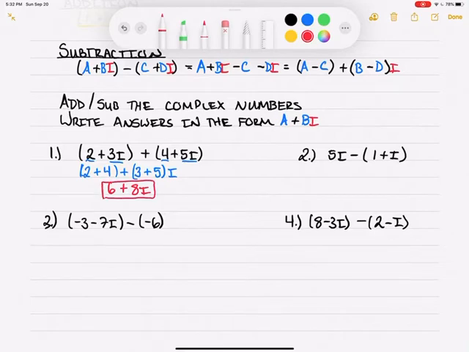In our next example, I have 5i minus (1 + i). I need to remember to distribute this negative. So this will become 5i minus 1 minus i. And again, all I'm going to do is match up my pieces. I do have a negative 1 that needs to come out in front. Then I have a positive 5i and a negative i.